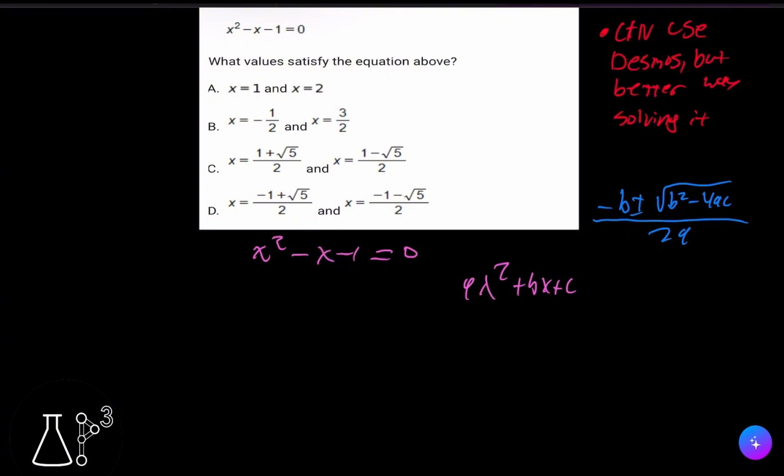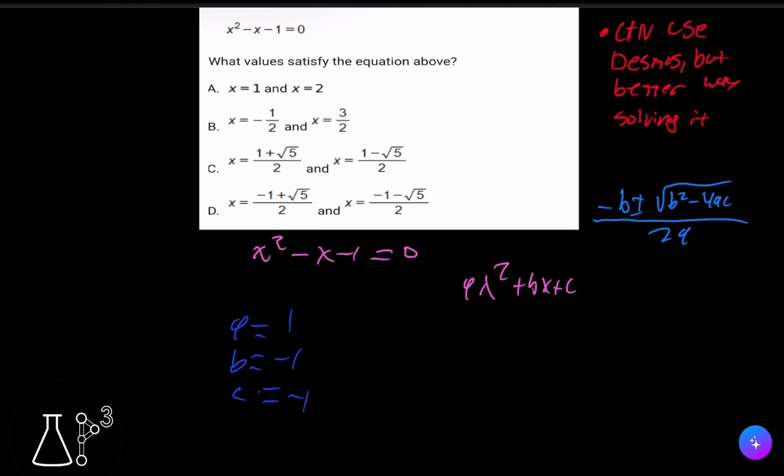So if I look at my a, b, and c values, I can determine that my a value equals 1, my b equals negative 1, and my c equals negative 1. So now what I have to do is plug it into the quadratic formula to see my solutions of x.